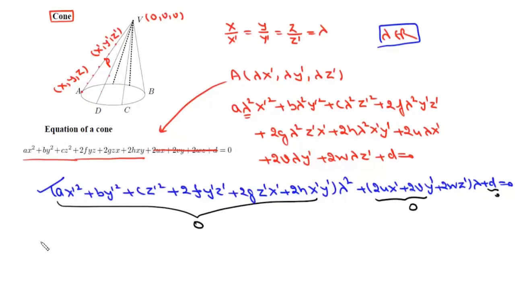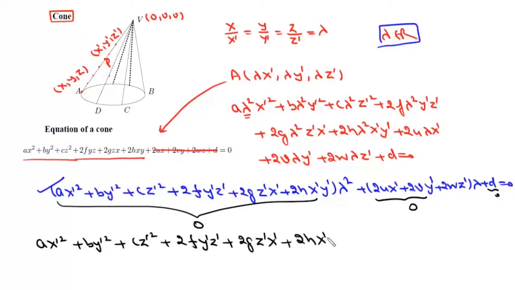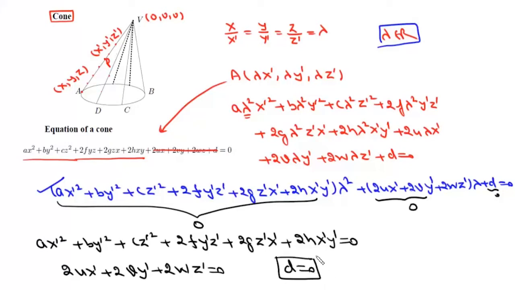So from here we get this condition that a x'² + b y'² + c z'² + 2f y'z' + 2g z'x' + 2h x'y' must be equal to 0. And also we'll get this condition that 2u x' + 2v y' + 2w z' must be 0, and d equals 0. So we have this condition d equals 0.